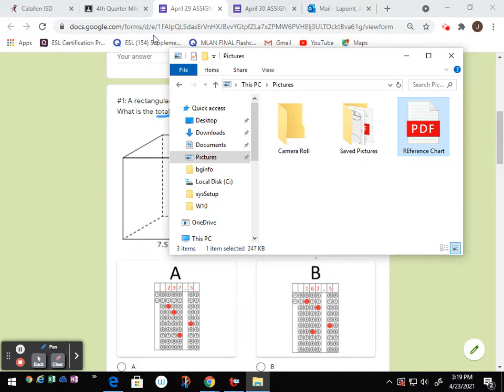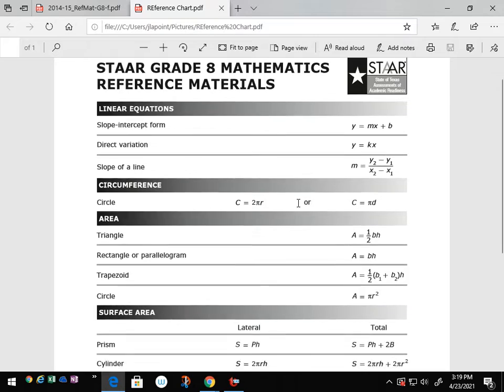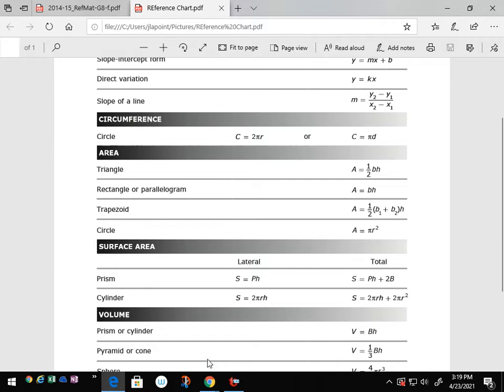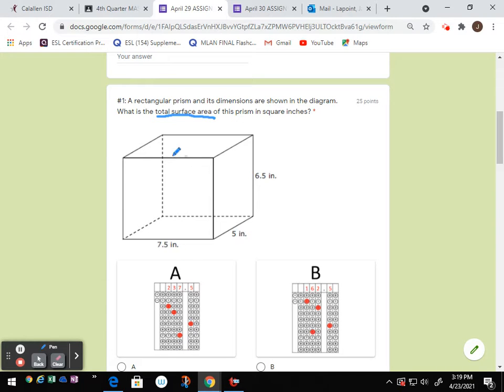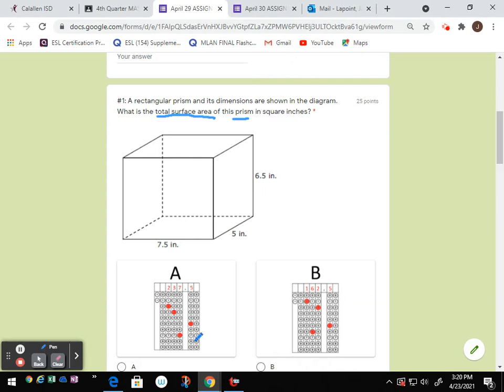So if we look at our reference chart, let's see, here it is. Our reference chart, and we go to surface area, and we have a rectangular prism. Okay, we have a prism. So let's look at our formula for a prism. We want total, so S is equal to big P times H plus 2 times big B. All right, so let's write that down. So surface area, S is equal to big P times H plus 2 times big B.